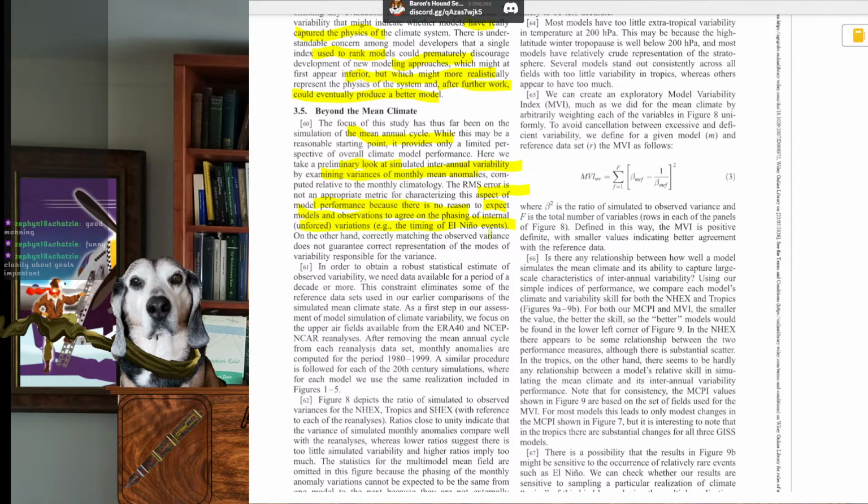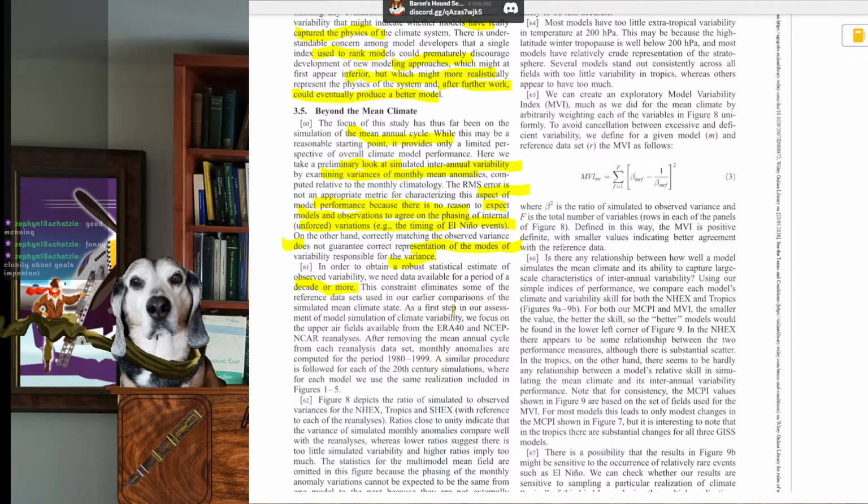On the other hand, correctly matching observed variances does not guarantee correct representation of the modes of variability responsible for variance. So you could coincidentally be correct about something, but that doesn't mean your model is better, right? You need more than just a couple of successful predictions to be able to say that your model is good. In order to obtain a robust statistical estimate of observed variability, we need data available for a period of a decade or more. This constraint eliminates some of the reference data of our earlier comparisons.